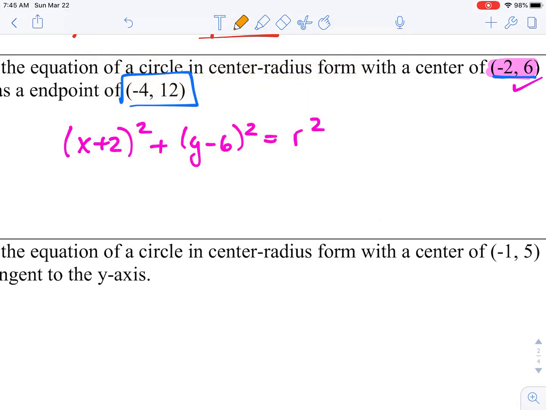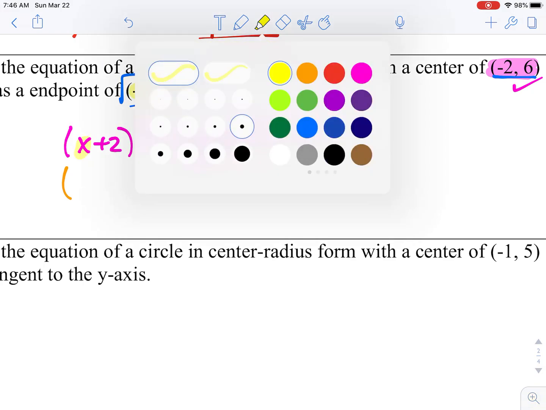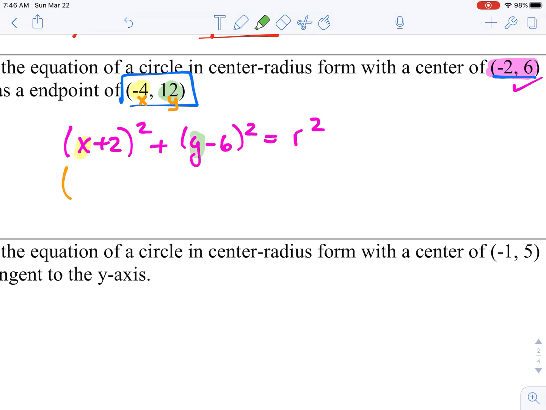Now, an endpoint means it goes through this point. We can plug in our x and our y in order to solve for the r squared. We're going to replace our x, and then we're going to replace our y. Replacing your x with -4, and we continue writing. And then replace your y with 12 and continue writing. When you simplify this, this will help you find the r squared.